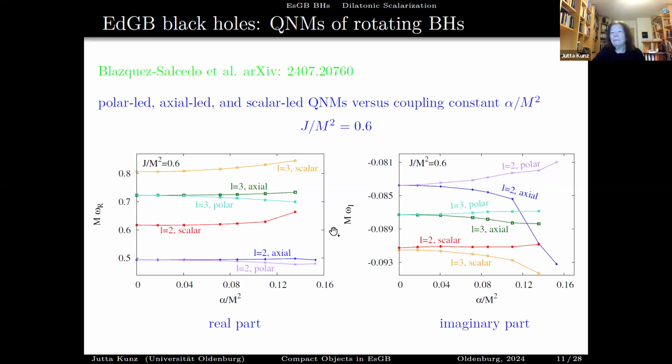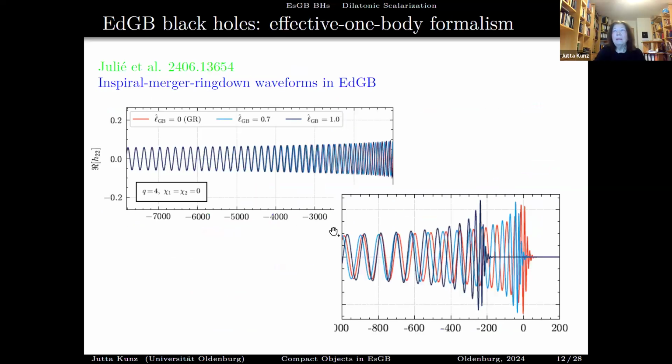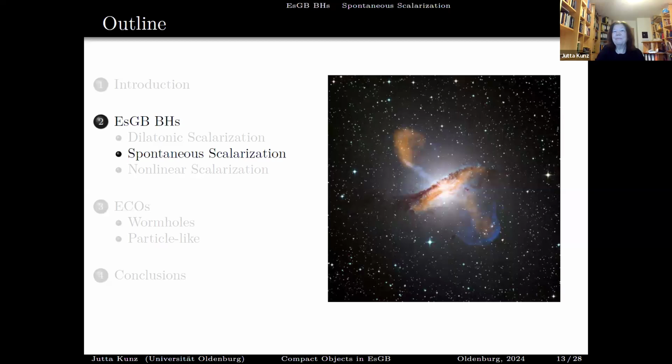And you don't start at L equal to 2 because it's a scalar field, so you can have dipole radiation, and this is what you see here. So it's the dipole radiation that is emitted during this inspiral phase that shortens the inspiral phase, and you can obtain already some nice bounds.